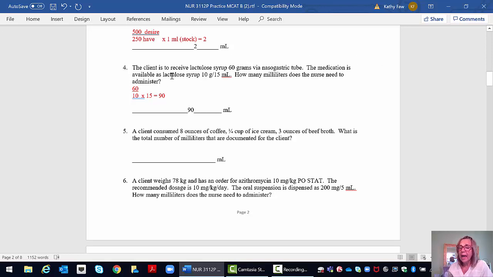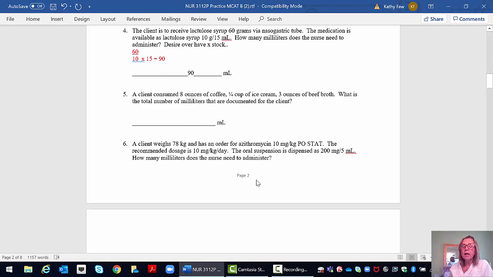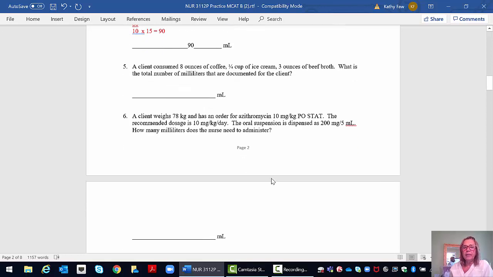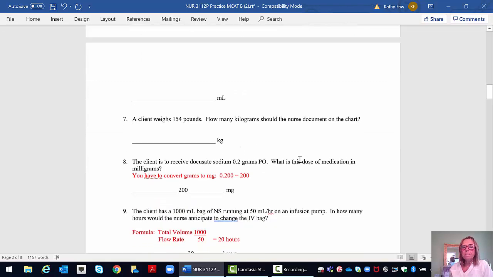What do we have? 10 grams. So we divide that and we times it by our stock. So desire over have times stock. Desire over have times stock. Okay? And that equals 90. I didn't do the other. Y'all got to know that. I'm just working on IV calculation and that kind of thing. You need to know your kilograms and conversion. If you have any questions about that, reach out to your professor, okay?